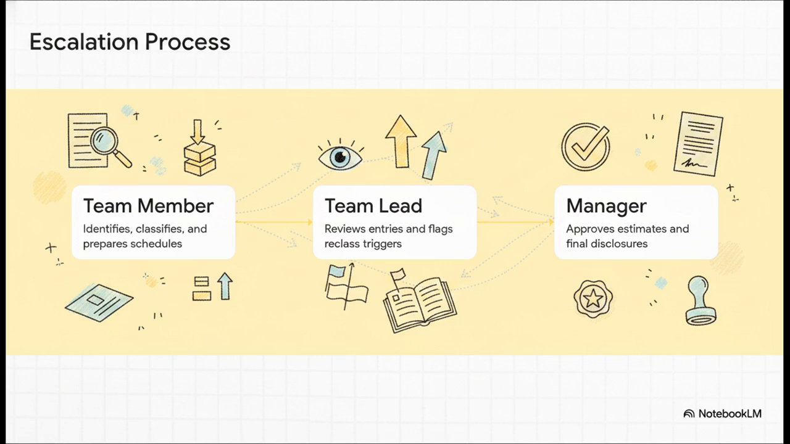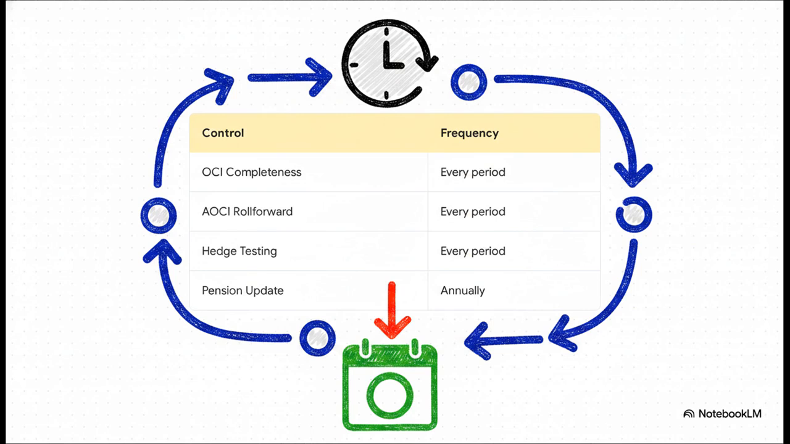Finally, step 3, the manager. Listen, the manager shouldn't be building the AOCI roll forward. Their job is approving significant estimates, reviewing the final disclosures, and giving that ultimate sign-off. So how often do these roles actually execute their duties? Let's look at the control frequency.